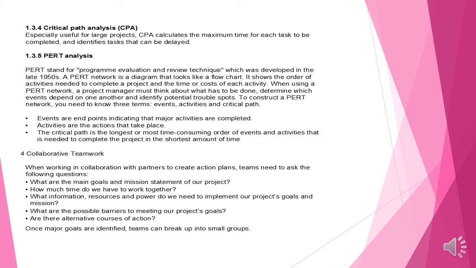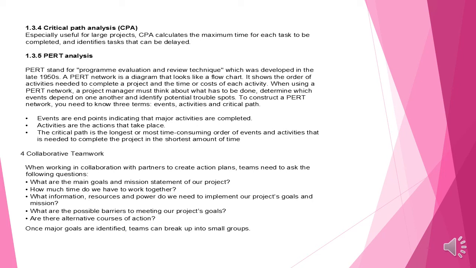When using a PERT network, a project manager must think about what has to be done, determine which events depend on one another, and identify potential trouble spots. To construct a PERT network, you need to know three terms: events, activities, and critical path. Events are endpoints indicating that major activities are completed, and activities are actions that take place. Then the critical path is the longest or most time-consuming order of events and activities that is needed to complete the project in the shortest amount of time.